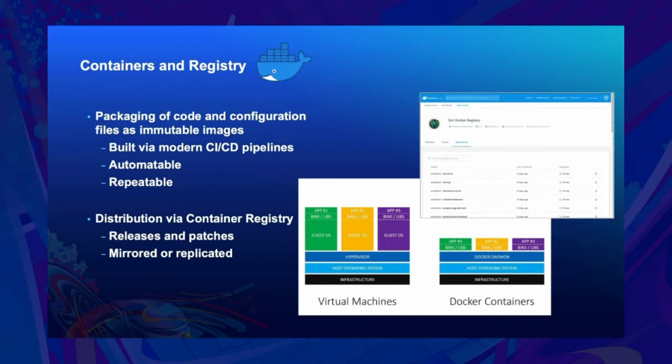Containers are delivered via a container registry. Even software patches and new releases are delivered via the same registry. A CI/CD pipeline can build container images and then push them to the registry after undergoing testing and certification. These registries can also be mirrored or replicated. This helps some organizations who may not be connected to the internet or who may want additional security.